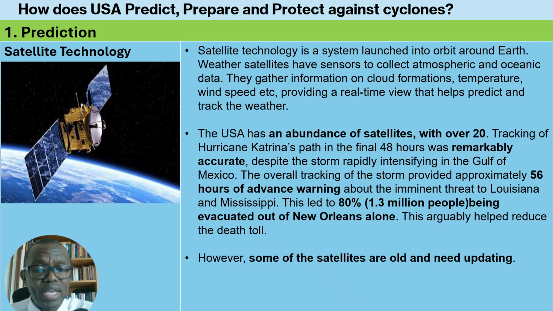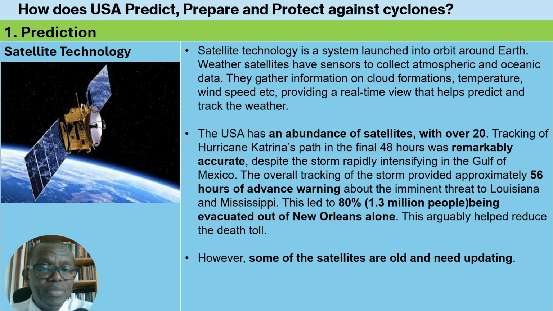The overall tracking of the storm provided approximately 56 hours of advance warning. So that is more than 2 days, which is sort of sufficient time to get people to evacuate an area. So approximately 56 hours of advance warning about the imminent threat to Louisiana and Mississippi. This led to 80%, 1.3 million people being evacuated out of New Orleans alone. This arguably helped reduce the death toll.